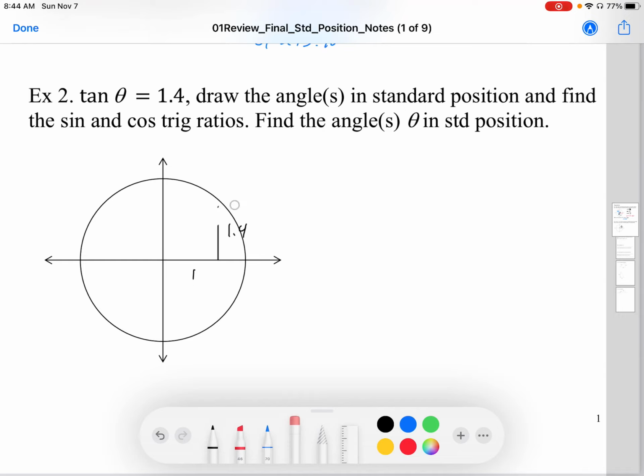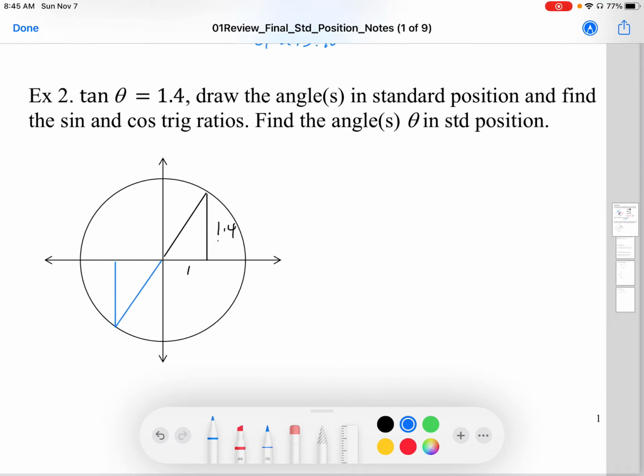Actually, I'm going to draw that a little bit more accurately. Let's draw a little bit more like this. About 1.4 to 1 is our ratio. Now, this angle, this slope can also be found in this quadrant down here. Okay, so we can also draw this in quadrant 3.